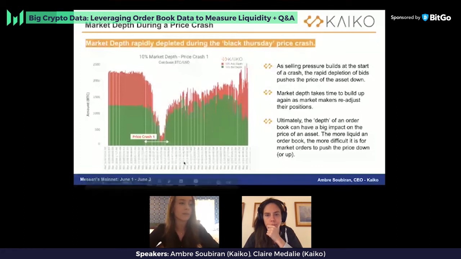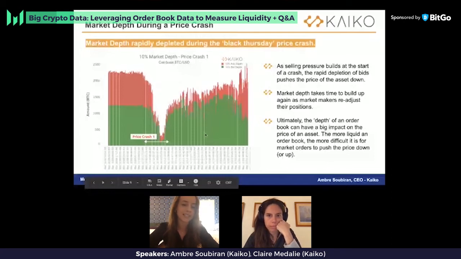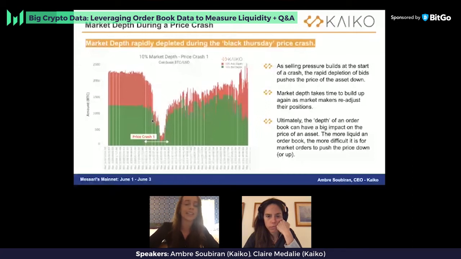So why is market depth important? Ultimately, the depth of an order book can have a big impact on the price. If I had charted price here, you would have seen a rapid fall in price as depth was decimated during this time frame. As market orders are taking bids and asks off an order book, this can push down the price.